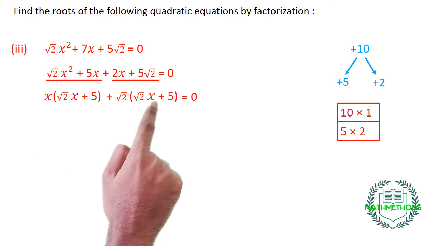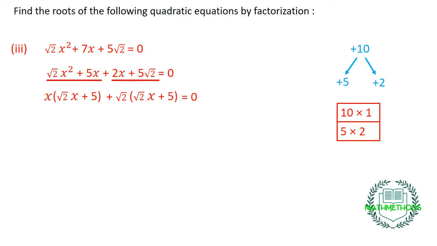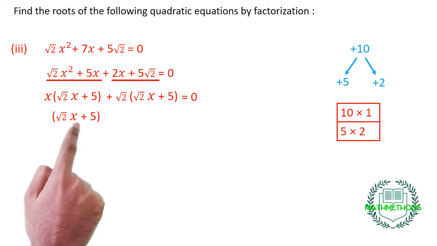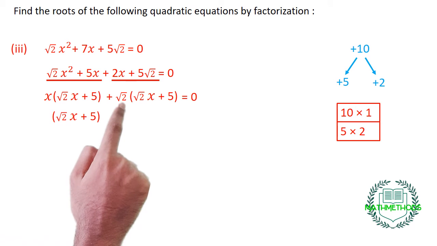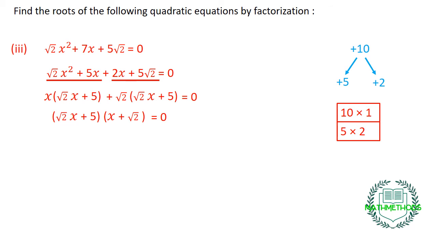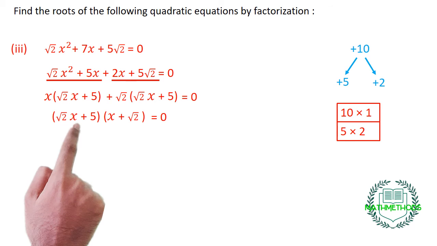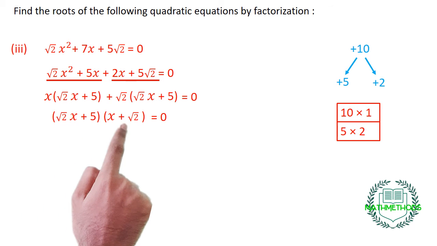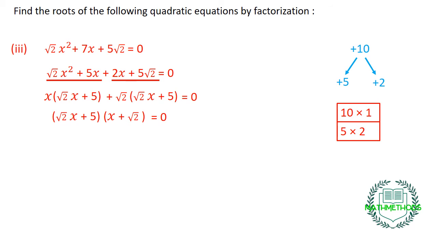Root 2 x plus 5 and root 2 x plus 5 is a common factor in both these terms. If you don't get such a common factor in both the terms, that means you have not done the factoring correctly. Now take out the common factor root 2 x plus 5, and in another bracket we'll have x plus root 2 equals 0. We have factorized the quadratic polynomial, and the two factors are root 2 x plus 5 and x plus root 2. Since the product of two factors is 0, one of the factors has to be 0.